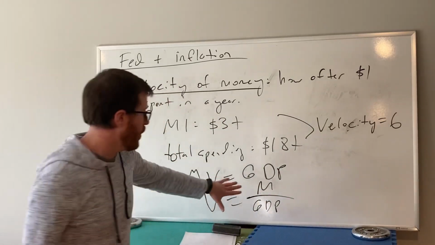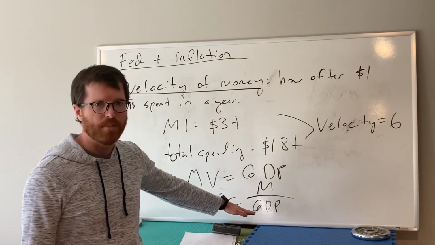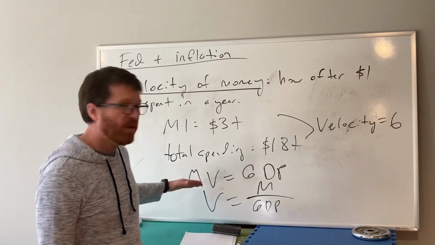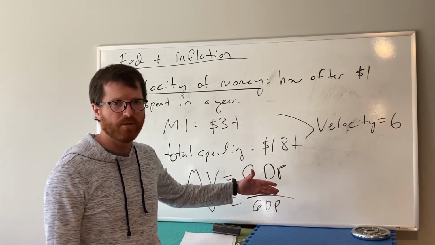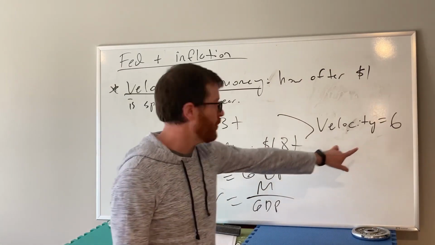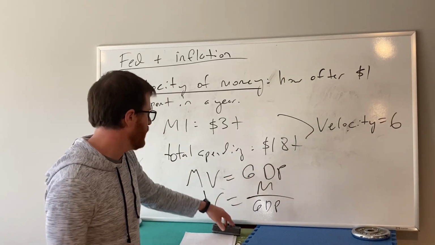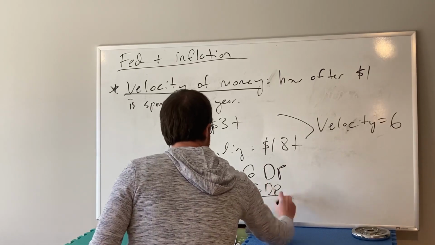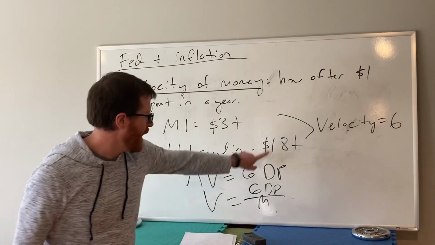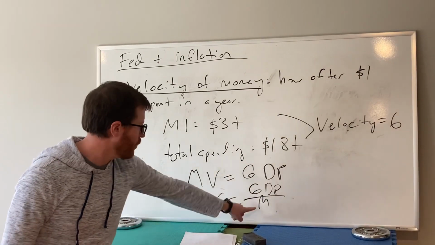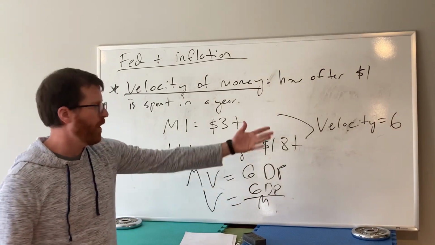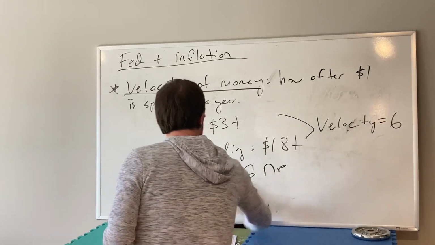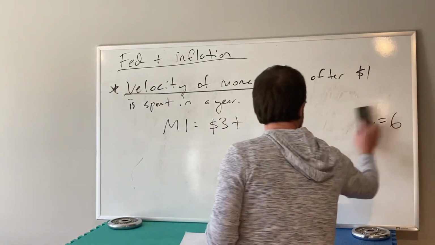To solve for the velocity, all we have to do is take the money supply and divide by GDP. Normally we call this MS, but I'm showing you this formula because this is something that's taught a lot of times in principles classes. So that's where that 6 comes from. We take the GDP of $18 trillion, divide through by M, $3 trillion, and that's where we get 6. So that velocity of money is the other determining factor for inflation.